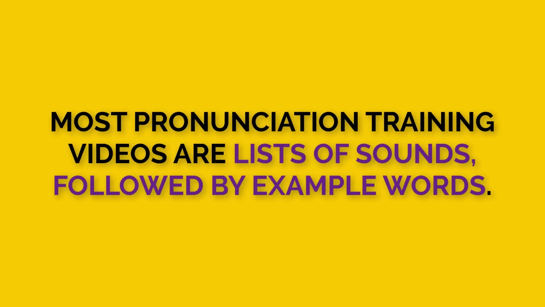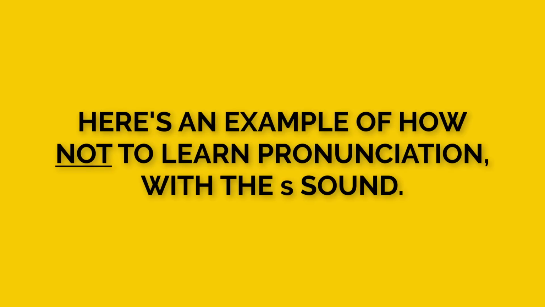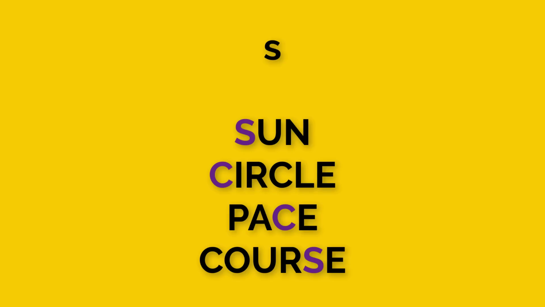Now, what you'll see in most pronunciation training videos here on YouTube are lists of sounds followed by a few words they appear in. Unfortunately, this is a common mistake made by both pronunciation trainers and teachers of reading that makes it more difficult to understand why certain letter combinations make certain sounds. Here's an example from a video I found teaching the s sound. Sun, circle, pace, course. See how this method teaches you the pronunciations of a few random words, but doesn't teach you the rules behind these pronunciations so you can easily say other words.